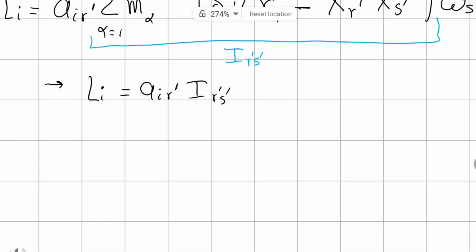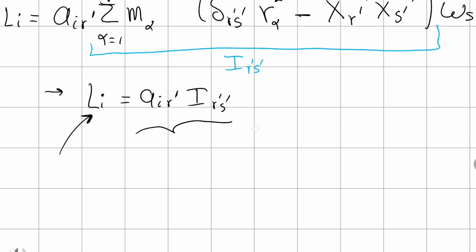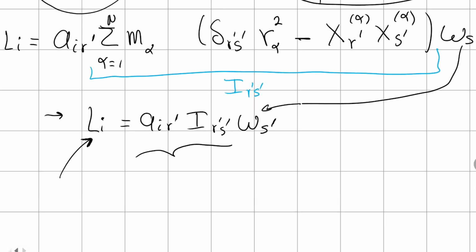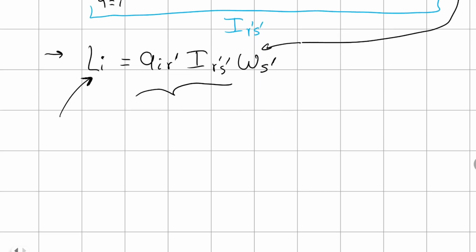So what we are doing is calculating the angular momentum in the inertial frame, that is the natural coordinate system, in terms of the inertia tensor in the prime basis. And of course I forgot this omega s, very important, omega s prime. Perfect. So this will be the final result of the lesson, which is very, very important.